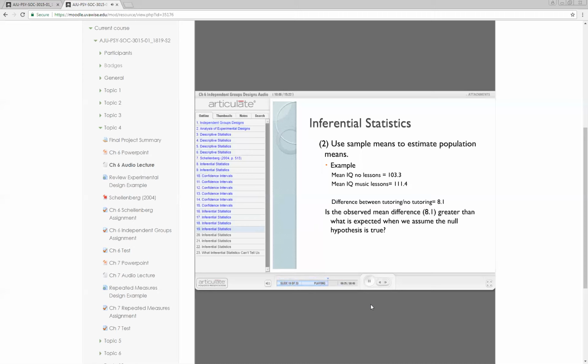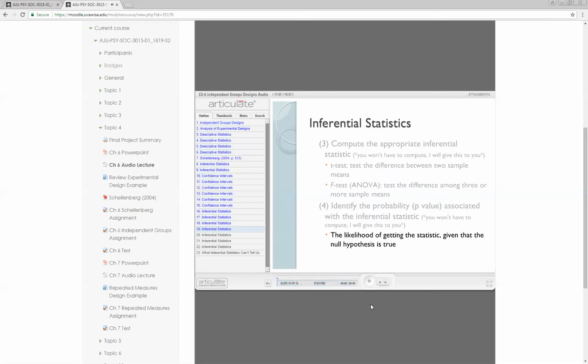And what we want to know is, is the observed difference that we found bigger than what we'd expect, assuming the null hypothesis was true? So is this difference of 8.1 greater than what we get if in reality in the populations there really is no difference between the groups? There's a couple of steps here. Many of them I don't expect you to know how to do.